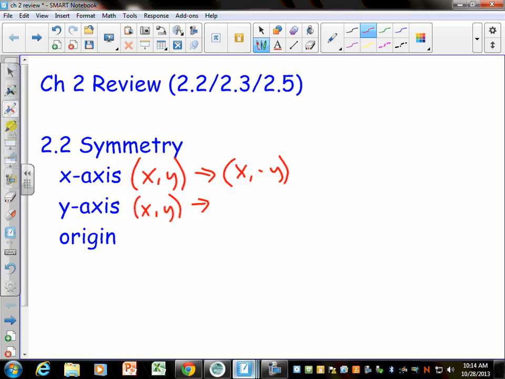Y-axis means that the x changes sign, so that means you do (negative x, y). Some people on the quiz did want to just say this or this. You have to say, is it the x-axis or the y-axis? So make sure you know it. And for the origin, just make sure you remember that both of them change. And again, you're really just looking at the exponents to see if even exponent, a negative is not going to affect it. An odd exponent is going to change the sign. I feel like that's the big thing from section 2.2.